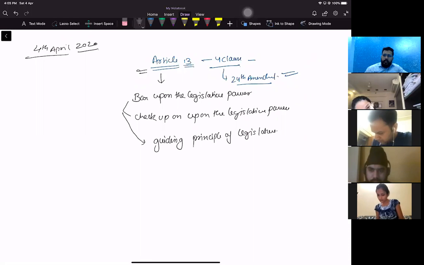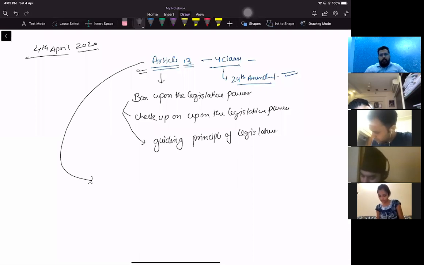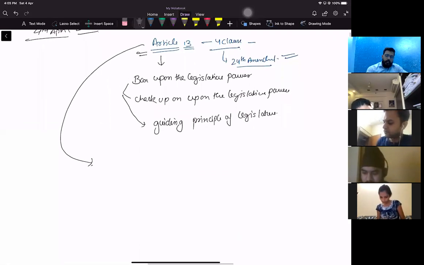What does this guiding principle say? This Article 13 says that the Parliament, no law must... as we have not read this out, we'll try to understand in very layman language. Article 13 basically says you have no right to frame, or no law can survive in contradiction to Part 3 of the Constitution. Look, Article 13 is talking about unconstitutionality of law.